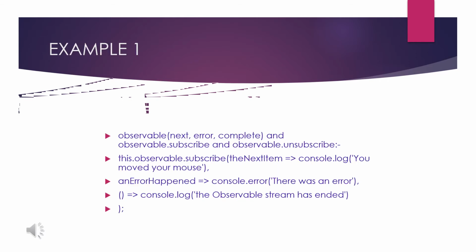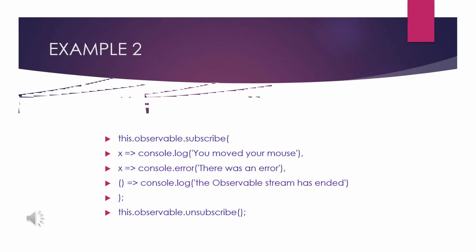In this example we can see these three methods: next, error, and complete, and the extra observable methods like subscribe and unsubscribe. We have to subscribe to get the values, like next item, error happened. These things will be present inside there, and the complete method will show that the observable has completed its execution. We have the unsubscribe method for stopping this execution.